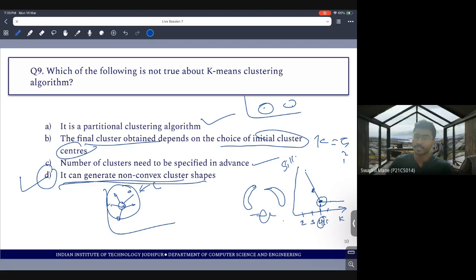So whatever concepts have been taught in these lectures week-wise, based on that you will get the questions most of the time.